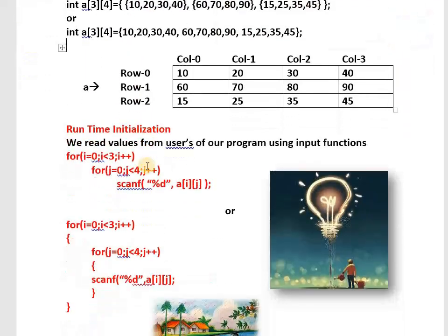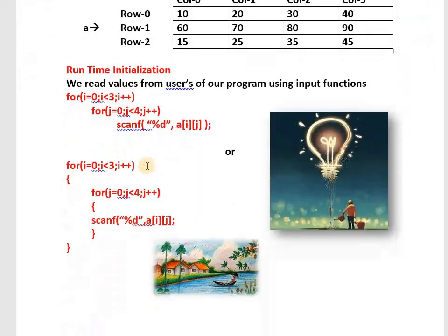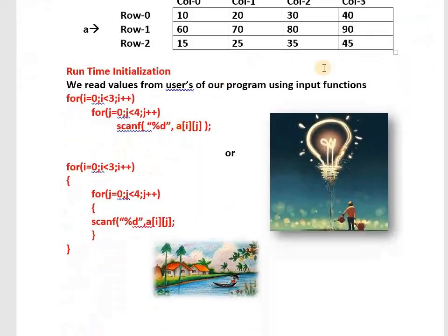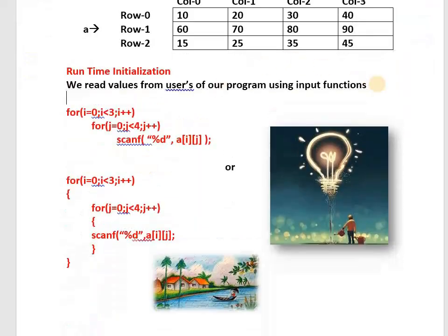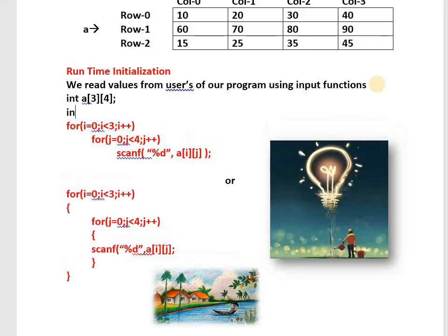Sometimes we need runtime initialization. Runtime means we don't know the values. We read and store. I defined the array int A with 3 rows, 4 columns. We allocated the memory. We have not stored any values, but I read and store. How do you read and store? Do you know? I use a for loop.